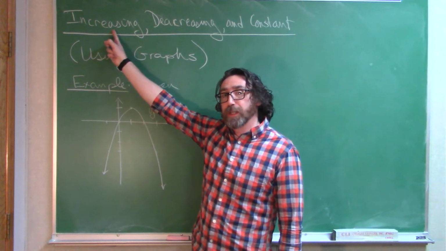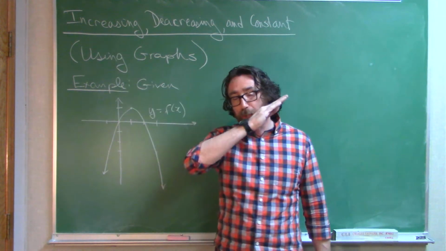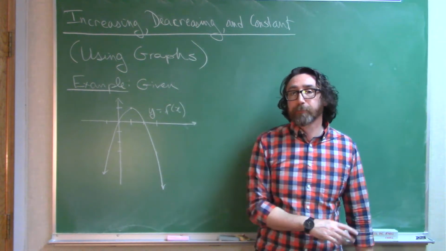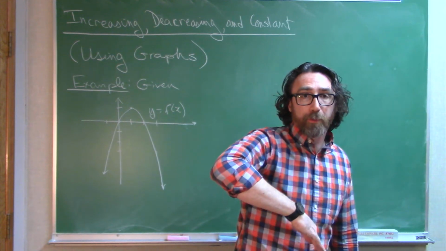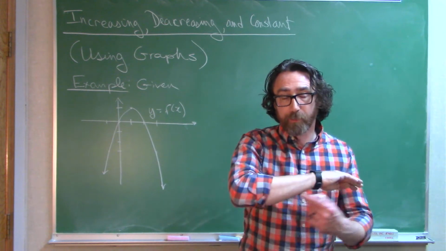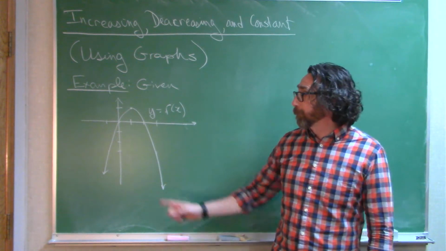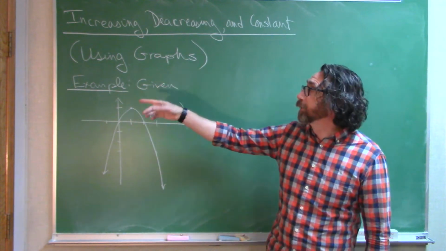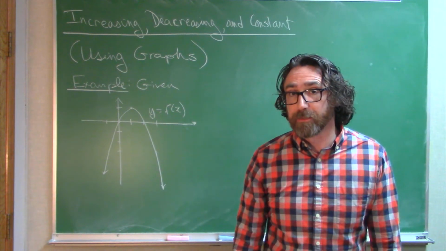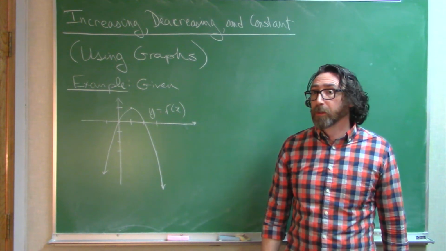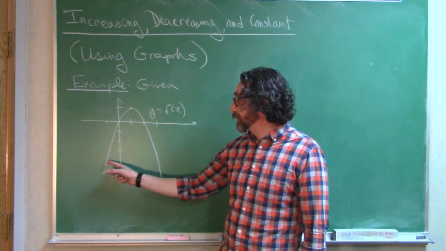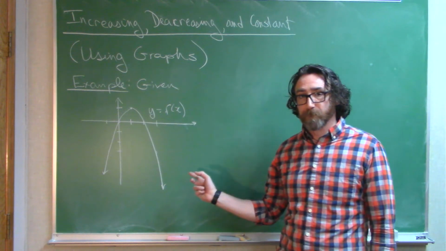If a function is increasing, its graph will rise as we go from left to right. If a function is decreasing, its graph will drop as we go from left to right. And if a function is constant, its graph will be horizontal, going from left to right. Now, with linear functions, if they're increasing, they're always increasing, and they're always increasing at the exact same rate, determined by the slope. But not every function is linear. This function right here, for example, increases and then decreases.